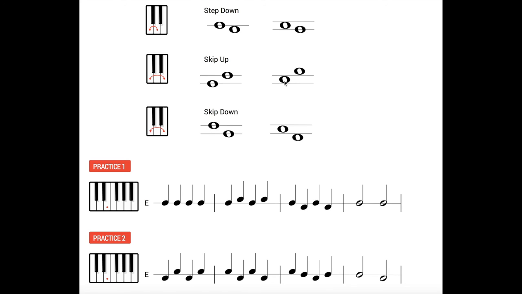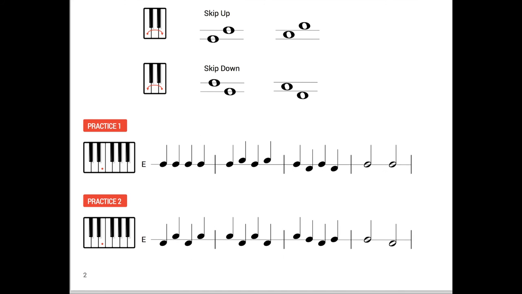If this note is D, you skip and go to the next F. As you see, it's the same way. Skip down as you go down. If this note is E, then you skip one and go to the next one, C. If this note is A, you go to F.